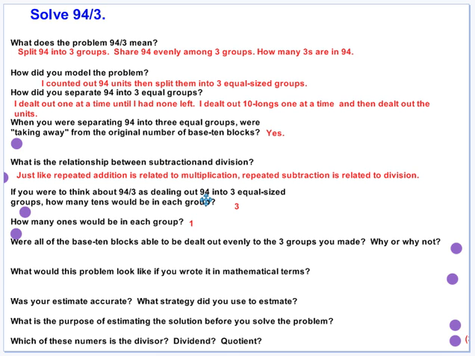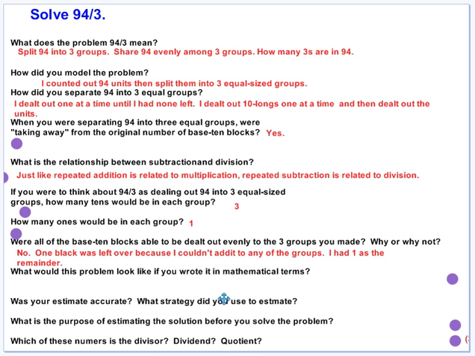Okay. Were all of the base 10 blocks to be dealt out evenly to the 3 groups you made? Why or why not? Could we get rid of all the 10s? No. 1 block was left over because I couldn't add it to any of the groups. We had 1 as the remainder. So one of my base 10 blocks, I couldn't put into a group to share it equally, so that ends up being my remainder at that point.